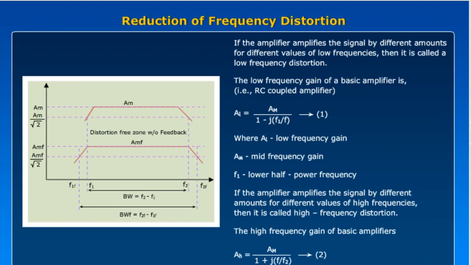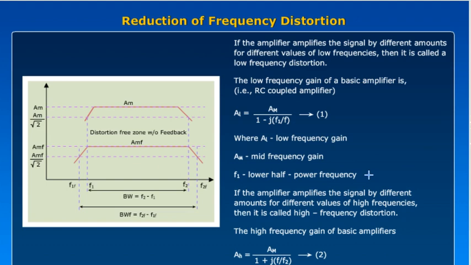Now we will see the reduction of the frequency distortion. If the amplifier amplifies a signal by different amounts for different values of low frequency, then it is called the low frequency distortion. The low frequency gain of the basic amplifier is given by AL = AM / (1 - j F1/F), where AL is the low frequency gain, AM is the mid frequency gain, and F1 is the lower cutoff frequency.